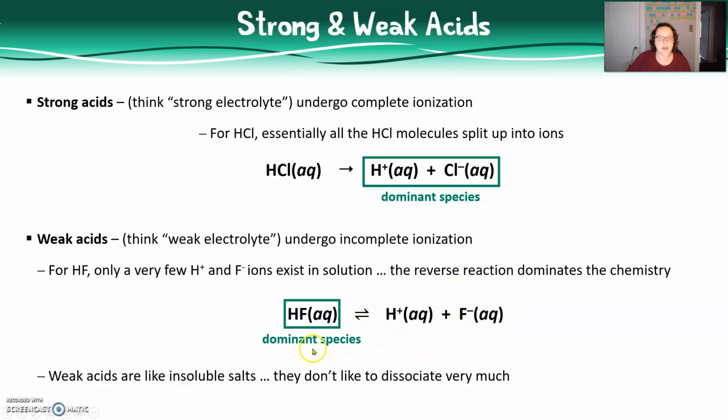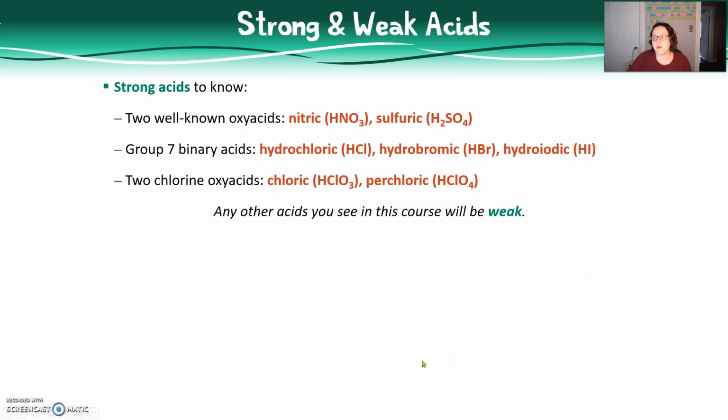So in the case of weak hydrofluoric acid, most of the species in solution are the intact HF molecules, and only a few individual hydrogen or hydronium ions and fluoride ions will be present. There are 7 common strong acids that you should memorize. Some are binary acids and some are oxyacids, and many of these should look familiar from the nomenclature study sheet. Any other acids outside of these 7 are considered weak acids.